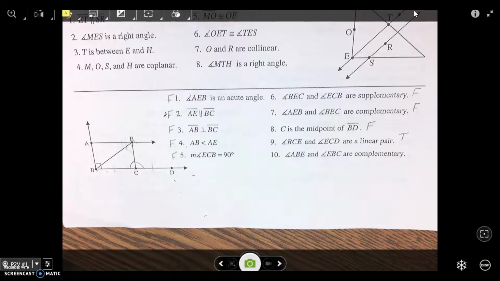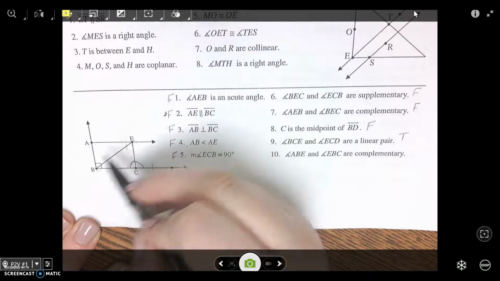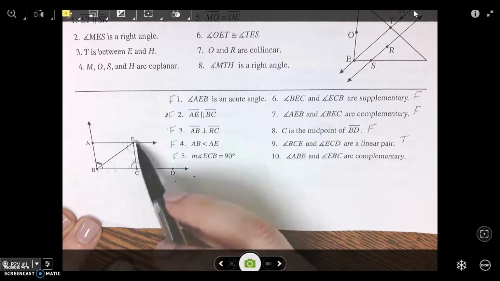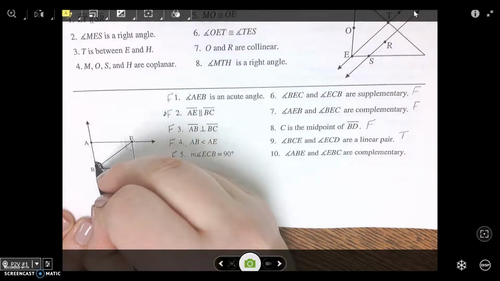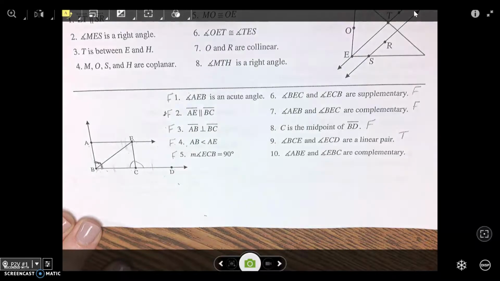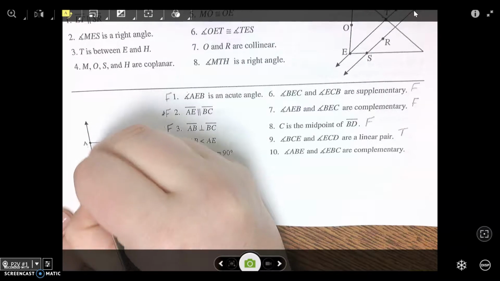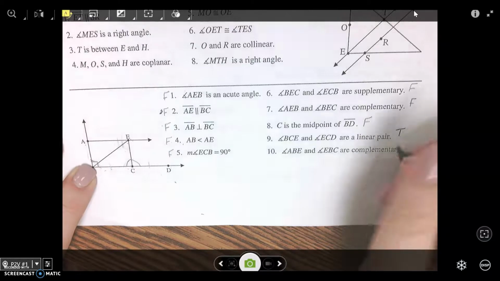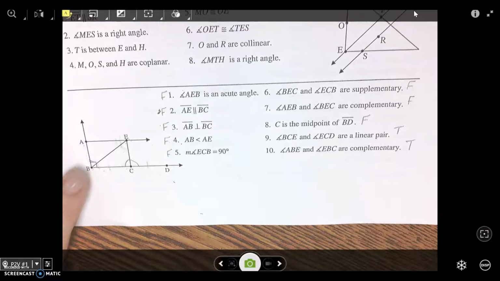Number 10, angle ABE and angle ECB are complementary. So where is that at? Let's see, ABE, do this part right here, and then EBC would be here. Do we have something that indicates that those are 90? That little box that I just drew over. That means 90 degrees. Complementary also means two angles add up to 90 degrees. So that would be true. Questions?